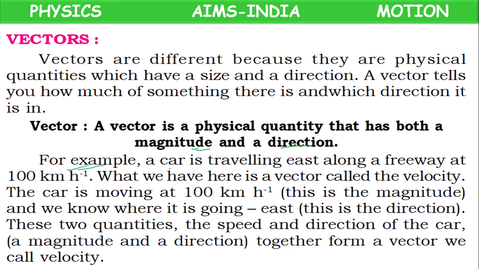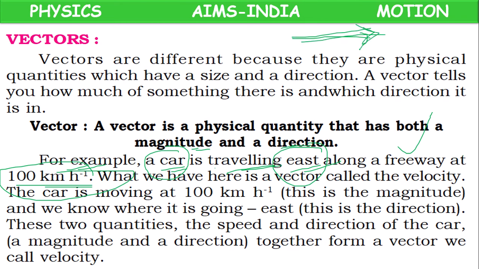For example, a car is traveling east along a freeway at 100 km/h. So here a car is traveling. How is it traveling? Towards the east direction. To describe the motion of the car, we have to take the help of its direction. And with what speed is it traveling? 100 km/h.